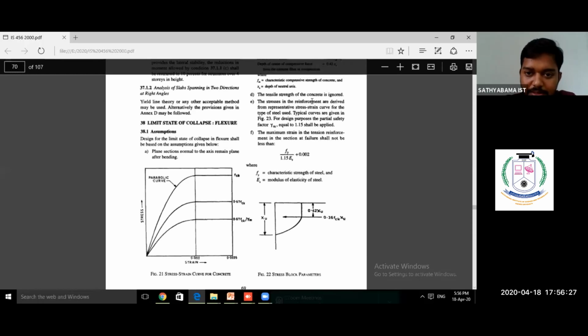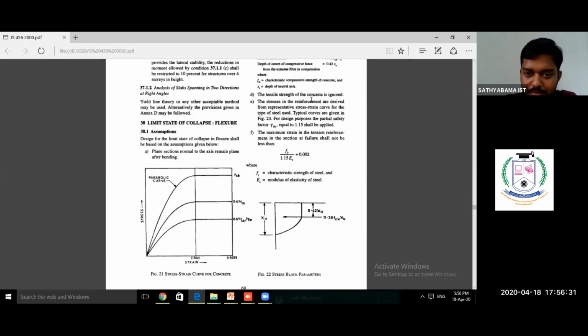Next, the tensile strength of the concrete is always ignored. Why? Because concrete will never resist any tension at all. That is why, though it has very little tensile strength compared to compressive strength, we are ignoring the tensile strength of the concrete. We will always consider steel in terms of tensile strength.